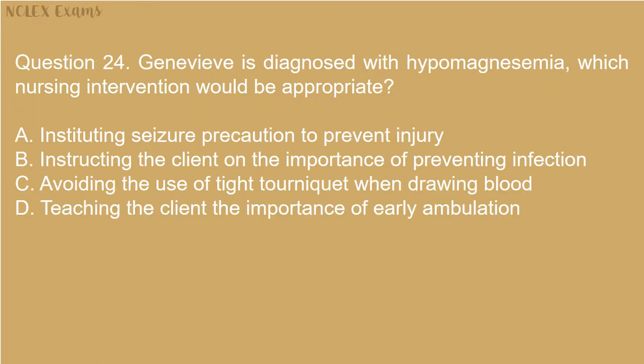Question 24. Genevieve is diagnosed with hypomagnesemia. Which nursing intervention would be appropriate? A. Instituting seizure precautions to prevent injury. B. Instructing the client on the importance of preventing infection. C. Avoiding the use of a tight tourniquet when drawing blood. D. Teaching the client the importance of early ambulation.